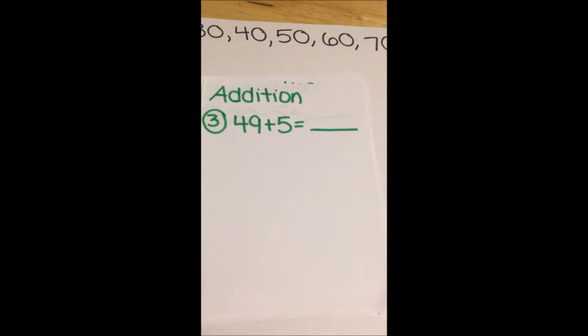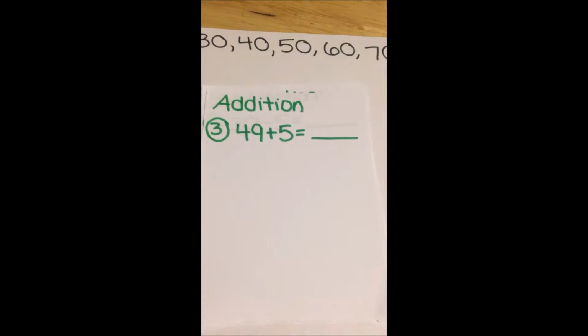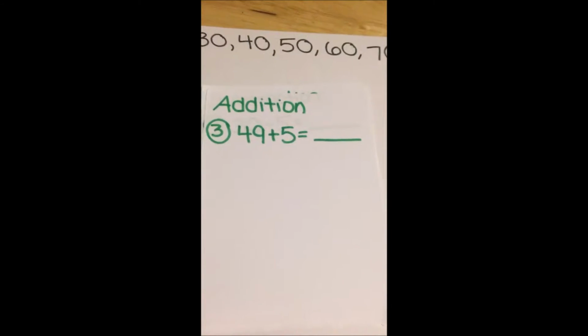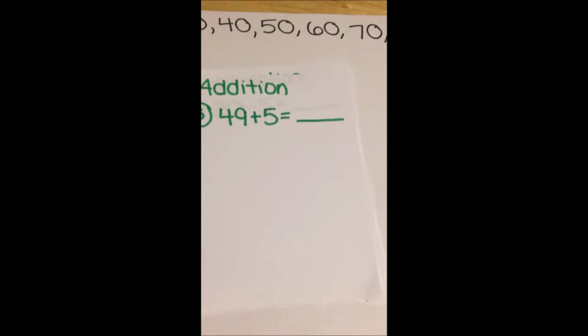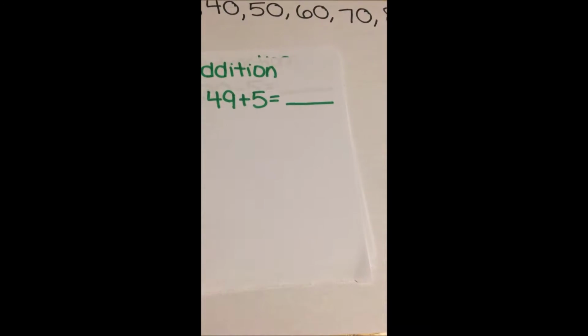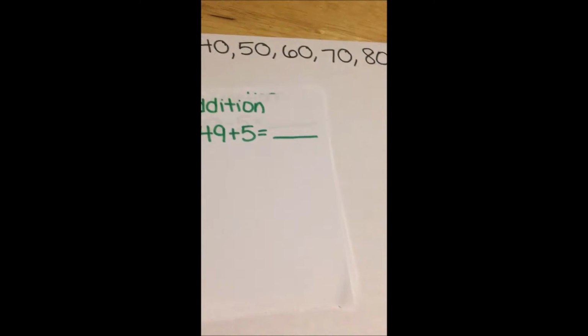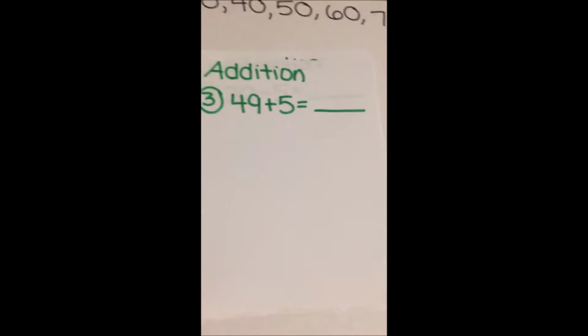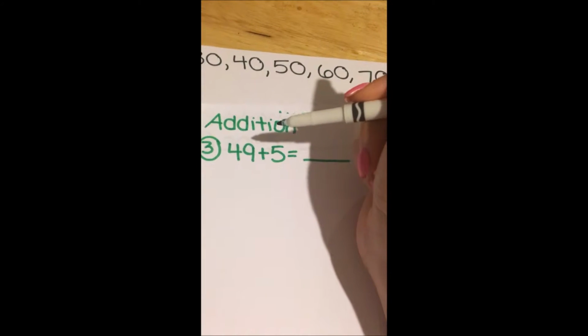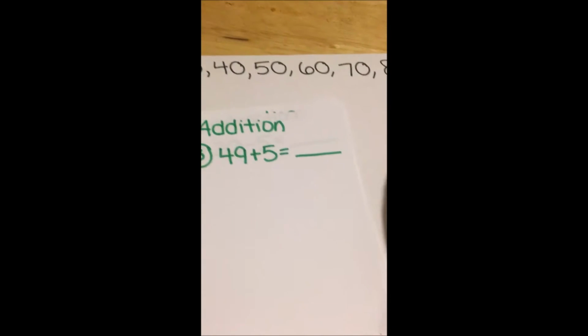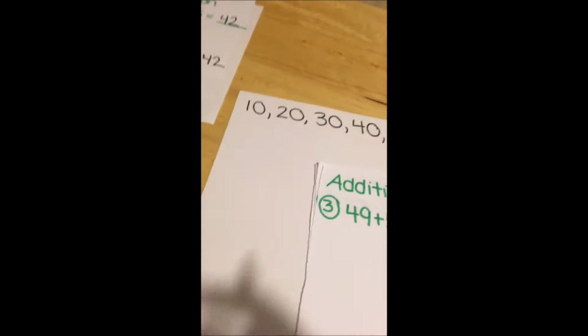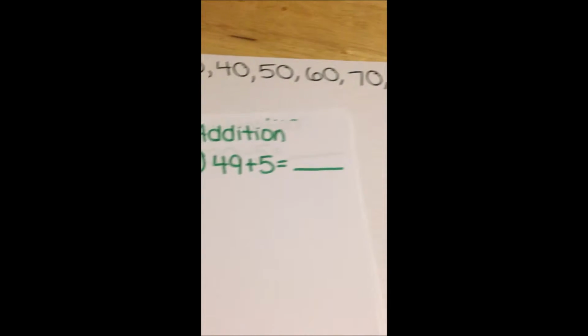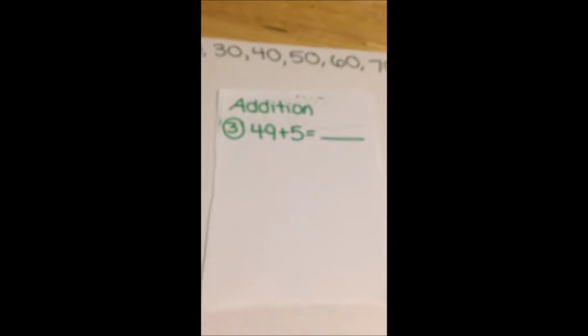Number 3, 49 plus 5. Now please pause this video and try it on your own. And once you're done, you can press play. Okay, if you press play right now, it means you are ready to go over the problem. 49 wants to be a multiple of 10. Which multiple of 10 does he want to be? Which one's closest? If you said 50, you're right.